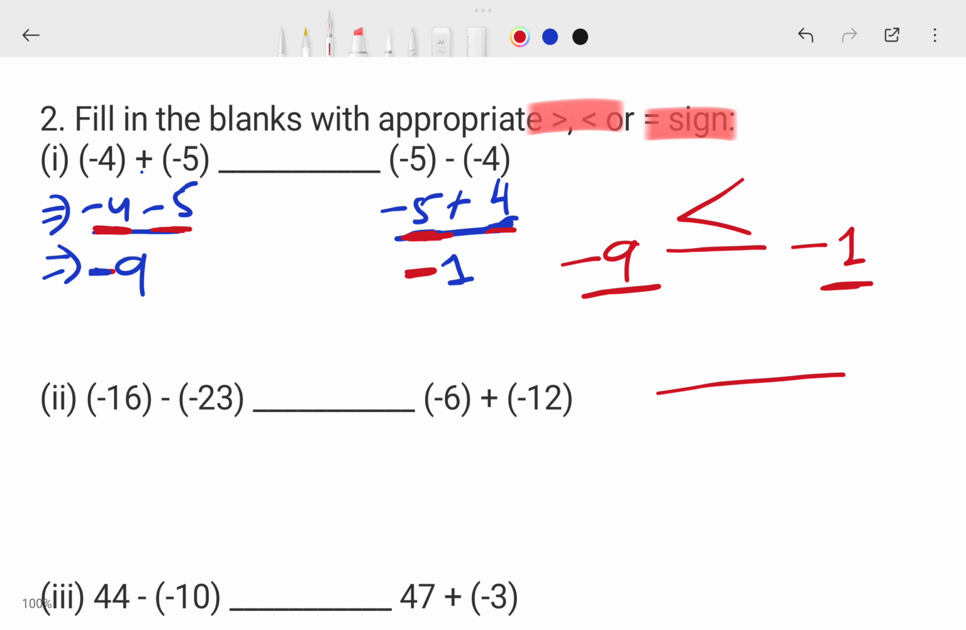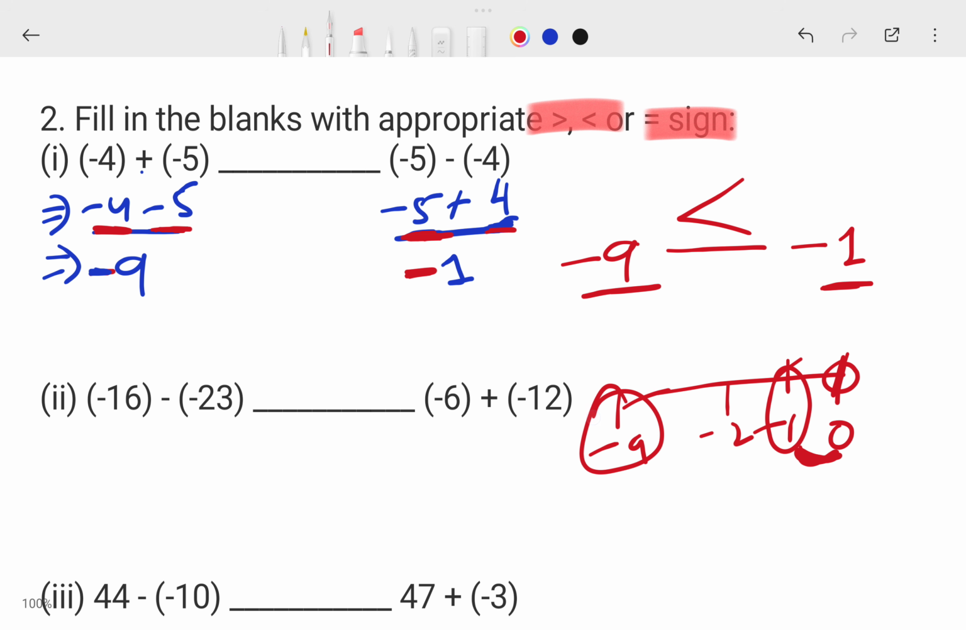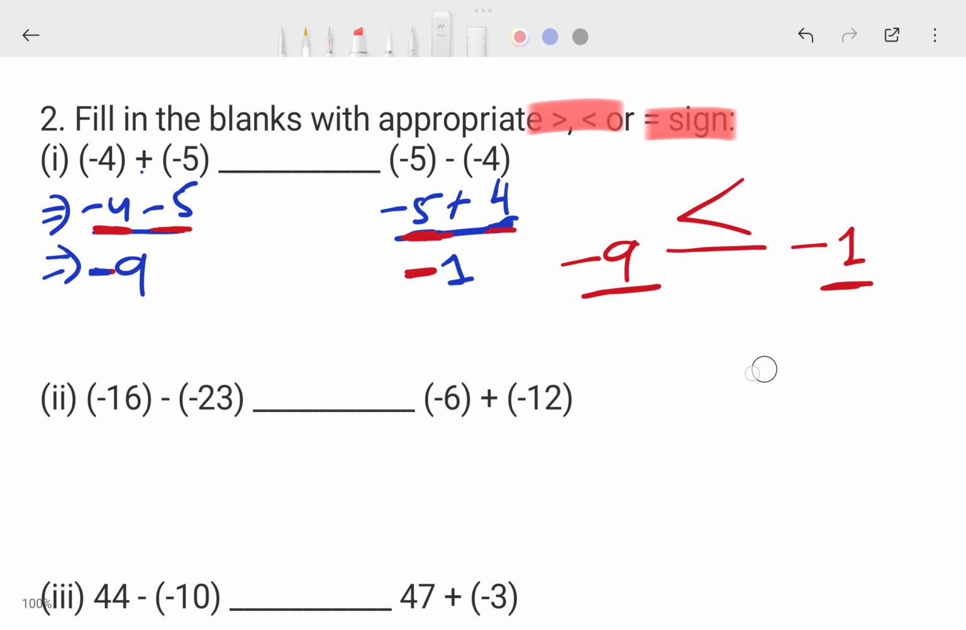Why? Because if you see the number line, this is 0, this is 1, this is 2, and 9 is somewhere further along. So here -1 is very near to 0. That's why it is greater. But 9 is very far. That's why it is not greater. So this is one way for the understanding purpose.